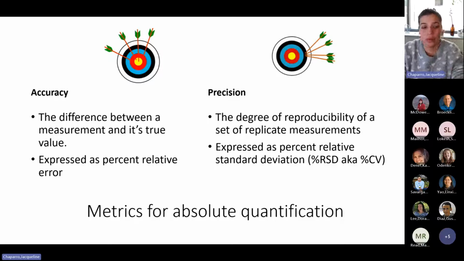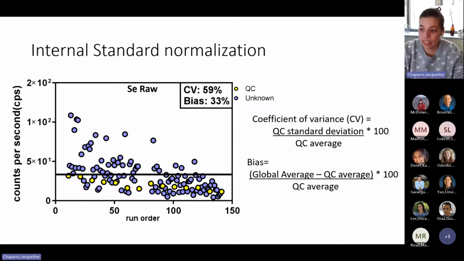And so we're able to try to control or correct for a lot of these differences and potential differences throughout our analysis. So here's an example of selenium that was measured. This is the run order, and here you have the counts per second in terms of the raw data. The blue dots represent our own unknown samples, and the yellow dots represent our pooled QC.